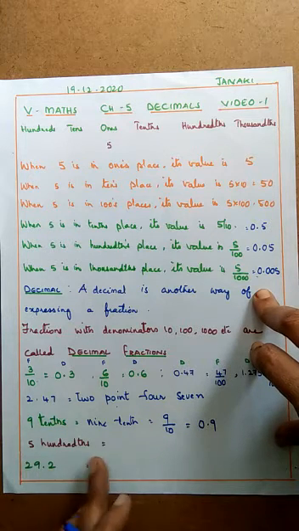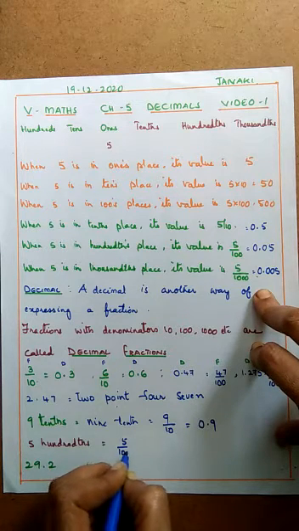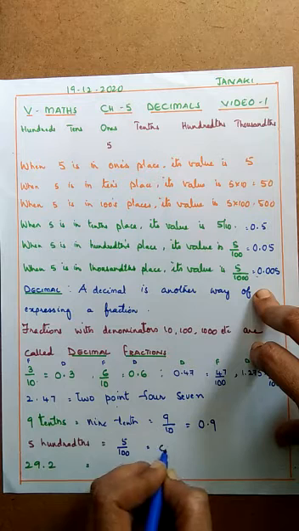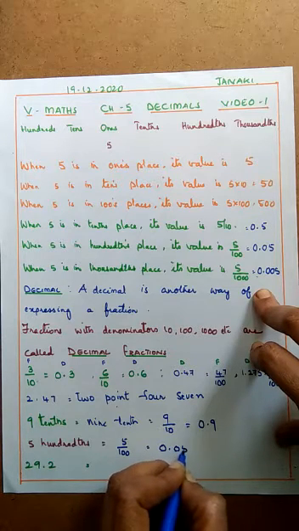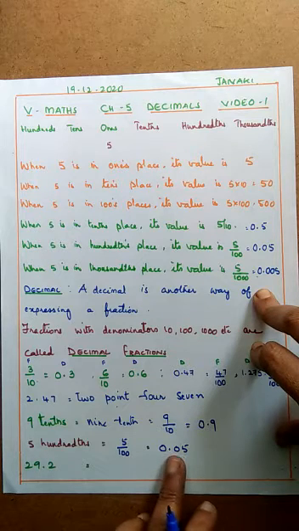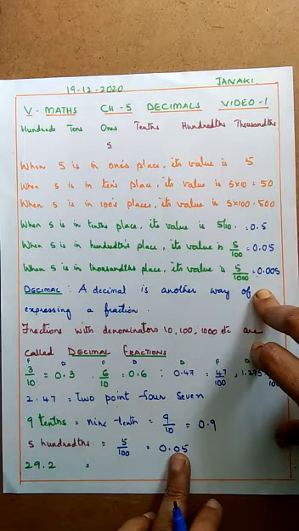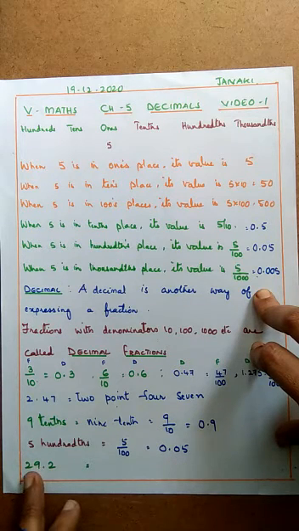Now 5 hundredths, you write it as 5 by 100, and you write it as 0.05. Here 2 places are there, so 2 places after the decimal should be there. Here 5 is a single digit number, so keep a 0 before it. Now how to read this?